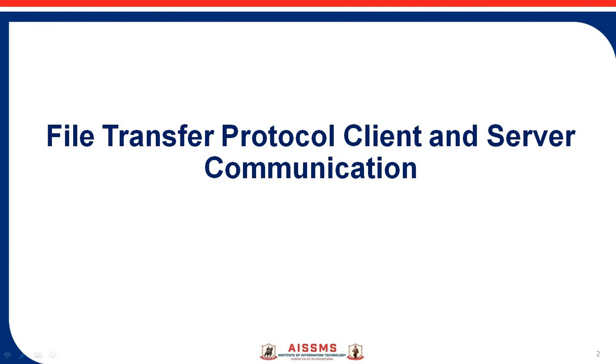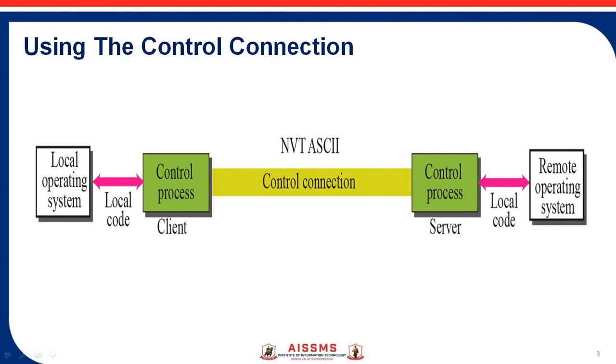FTP has two different approaches, one for control connections and the other for data connections. First, we will discuss communication over the control connection. FTP uses the same approach as Telnet and SMTP to communicate across the control connection. It uses the NVT ASCII character set. Communication is achieved through commands and responses.